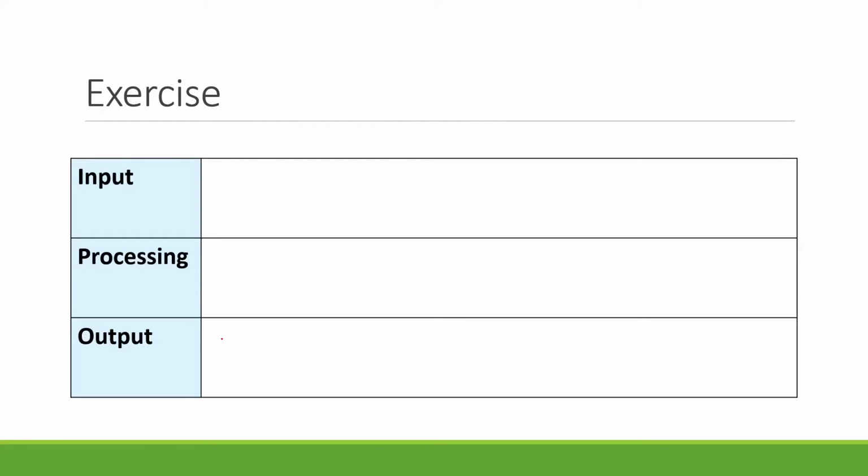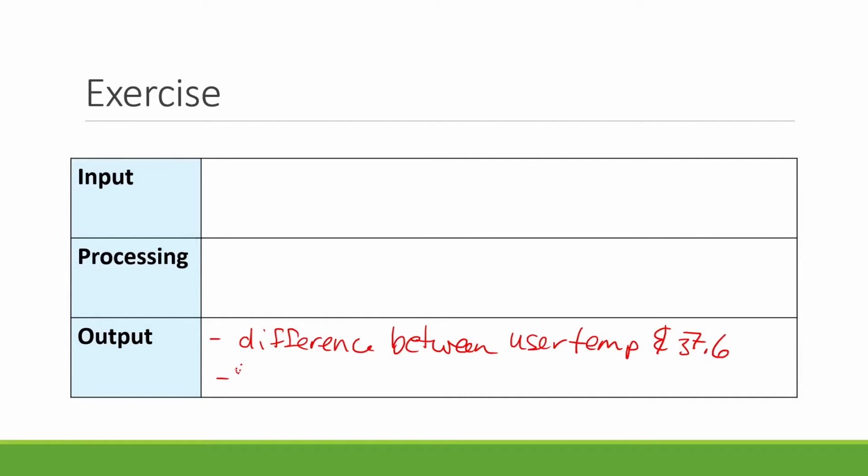So as usual, I start with my outputs in my IPO chart. There's two things that I want to display. I want to display the difference between the user's temperature and 37.6. And I want to display the "you have a fever" message. And what input do I need in order to produce that output? Obviously, I need the user's temperature.